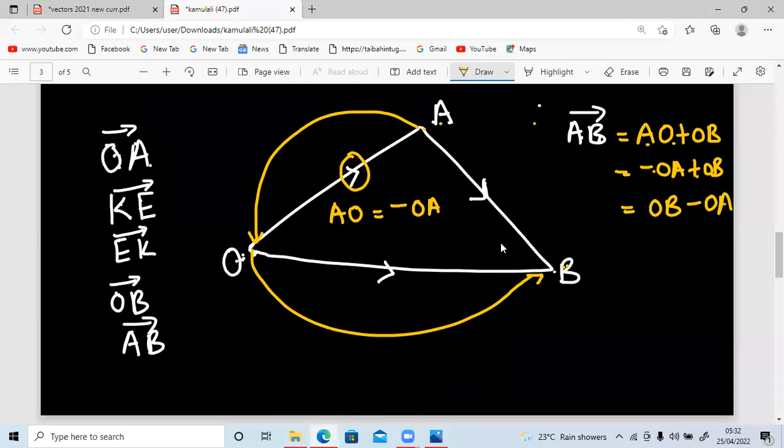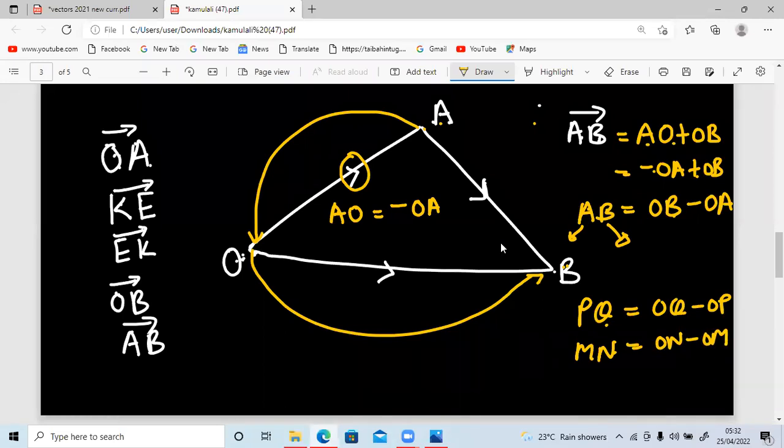So I write O to A. So whenever you have a displacement vector A to B, always this second letter is the one you start with, OB, then minus OA. In case I have P to Q, I will start with Q first. I say OQ minus OP. In case I have M to N, I will start with N first, O to N minus O to M. In case I have CD, I will start with D. I say OD minus OC.